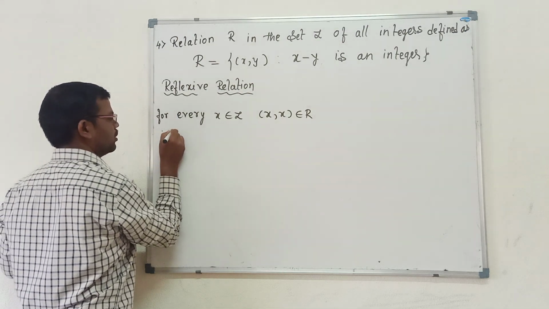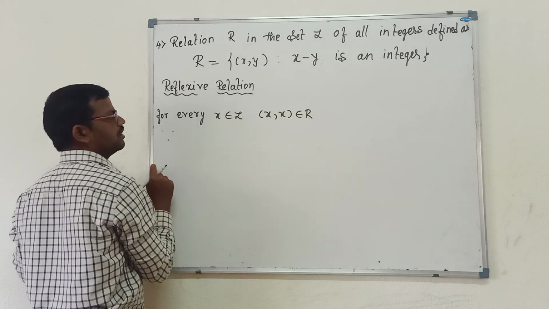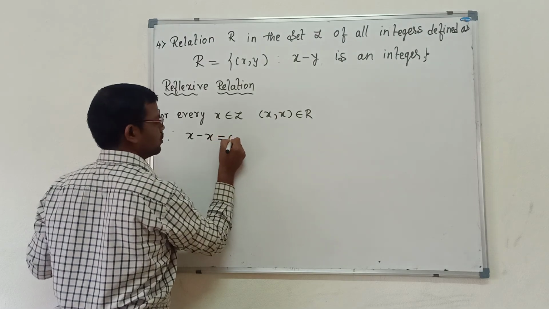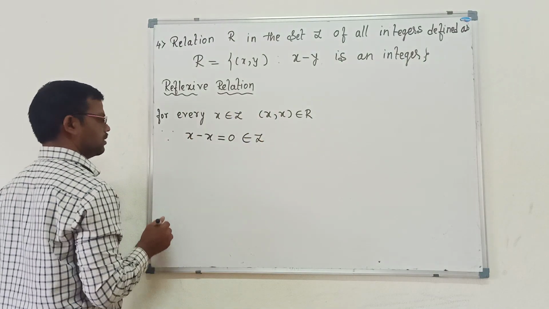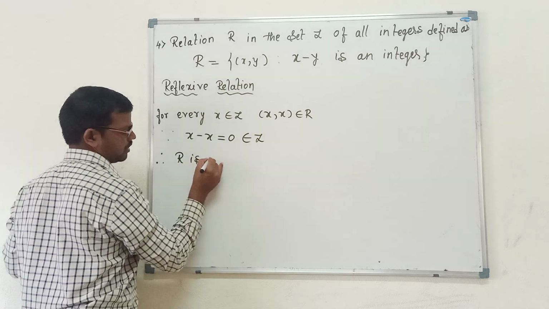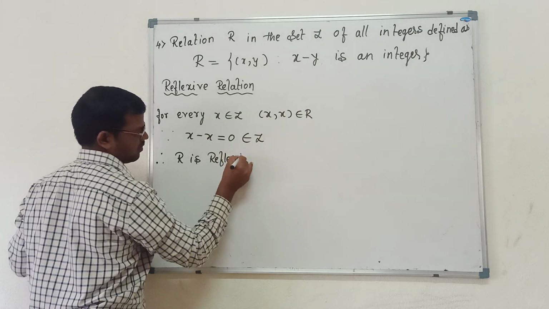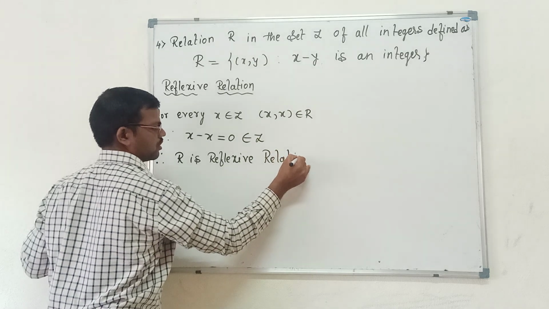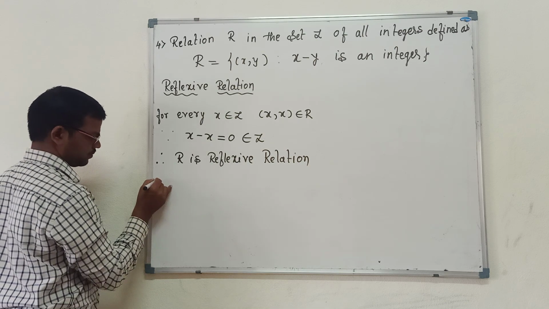because we have to give the reason why it belongs. Because x minus x is equal to 0, and 0 belongs to Z. Therefore R is a reflexive relation. So next we come to the symmetric relation.